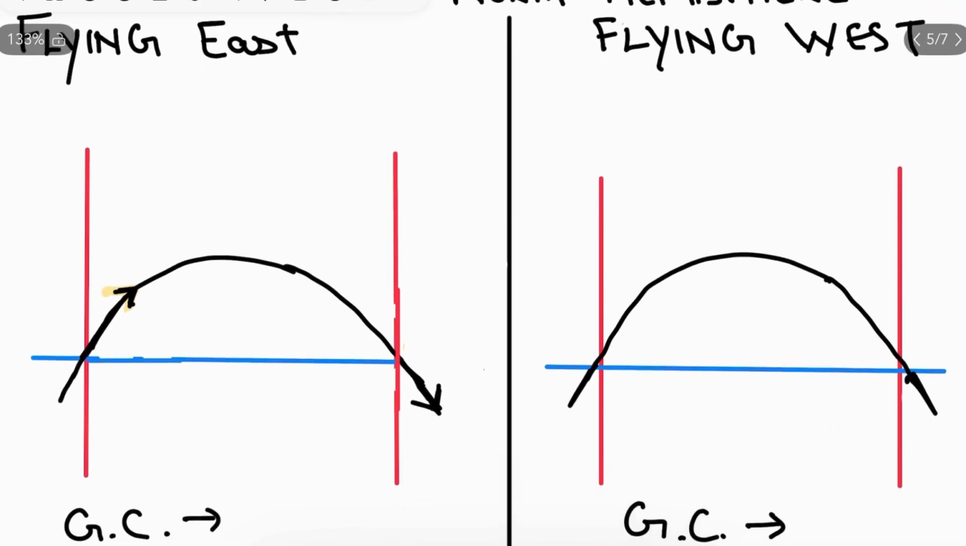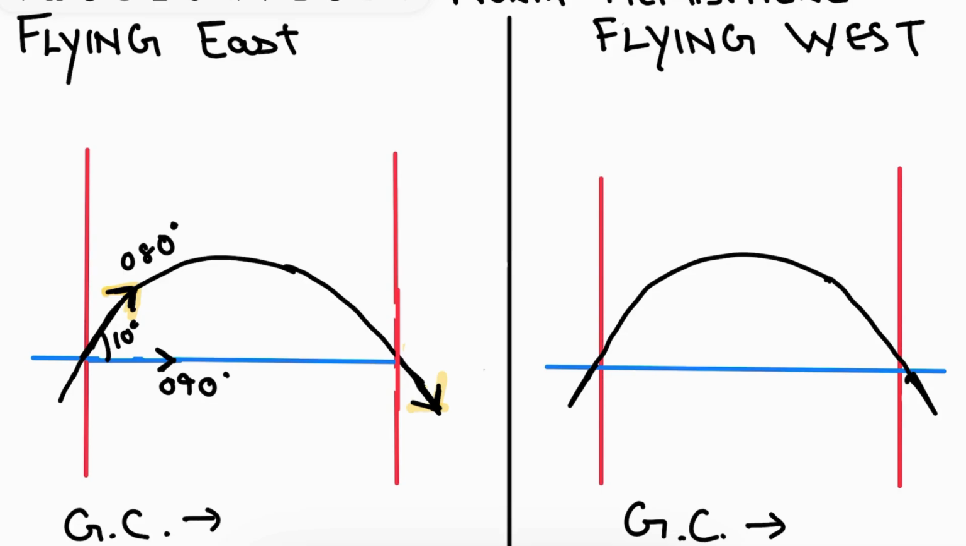If an aircraft is flying in the north hemisphere and flying east, what happens to the great circle? And flying in the north hemisphere and flying west, what happens to the great circle? So let's begin. Taking the example of the north hemisphere flying east, we know that this rhumb line angle is 090, this is 10 degrees, and this was 080. So we are going to compare this great circle at initial departure and this great circle at arrival.